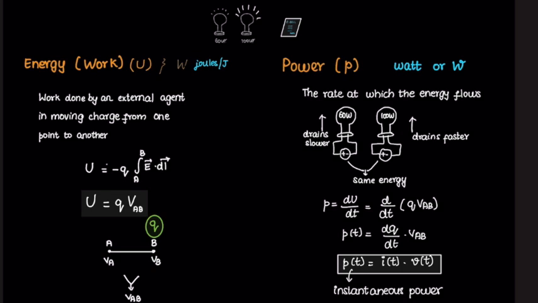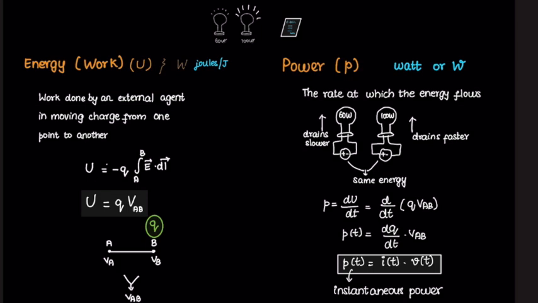Now coming to the next term, which is power. The symbol for power is P, and the unit is the watt, or W. For example, 60 watt, 100 watt, that's how we mention it. Power is nothing but the rate at which energy flows. Just like the rate at which charge flows is termed current, the rate at which energy flows is termed power.